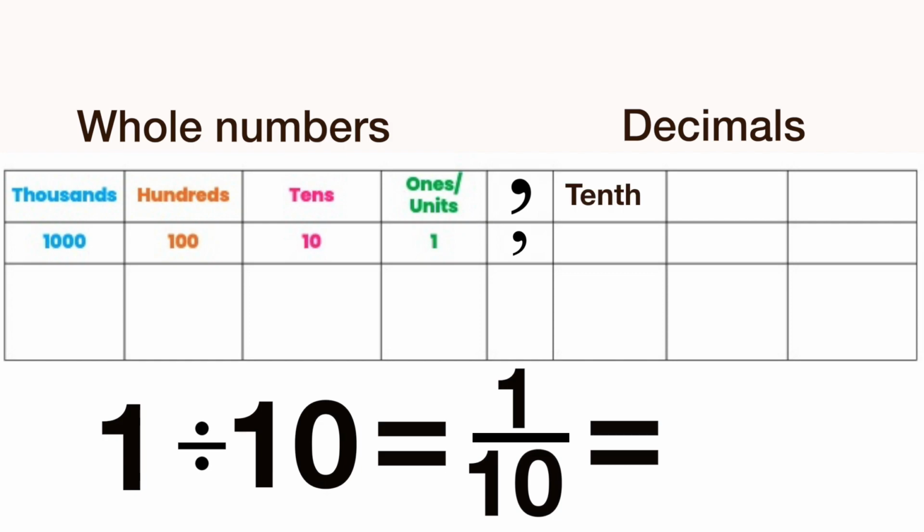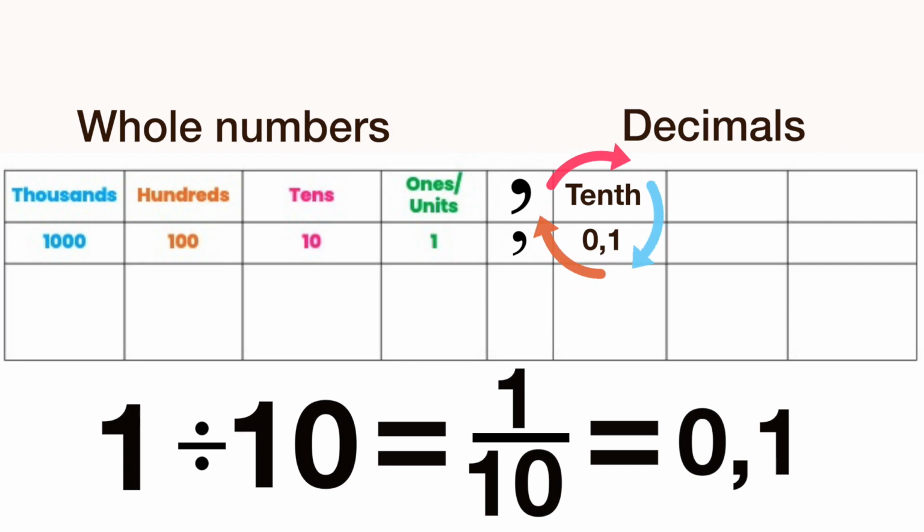I can convert my fraction to a decimal. And 1/10 in decimal form would give us 0,1. And that is our first place value on the decimal side of the base 10 number system. Now, what happens if we divide by 10 again?